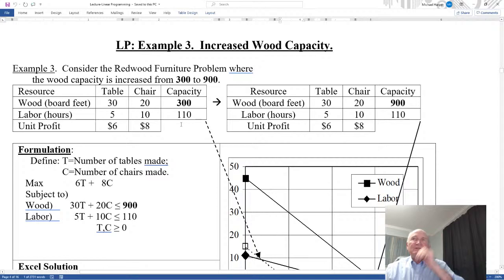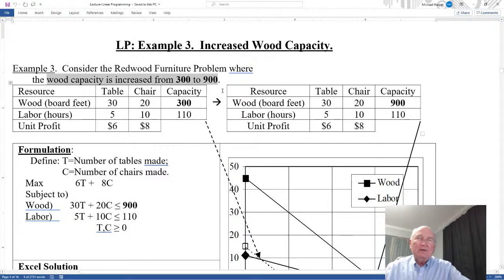Okay, increase your wood capacity. This is a good one. Again, I'll try to just go right through it and not take too long tonight. Consider the redwood furniture problem where the wood capacity is increased from 300 to 900. Now notice in example 2, we changed the monetary structure. Now we changed the profitability down here. In example 3, we're changing capacity. I'm going from 300 over here to 900.